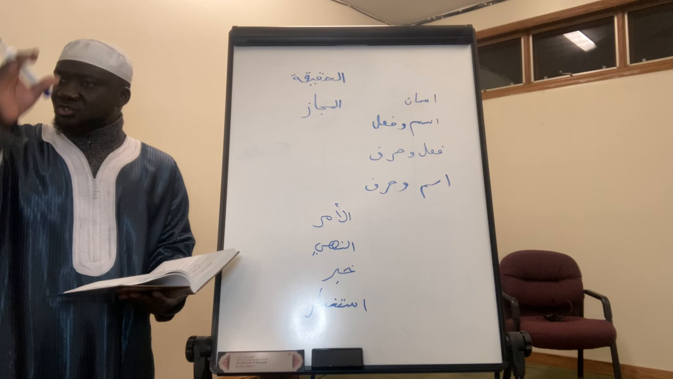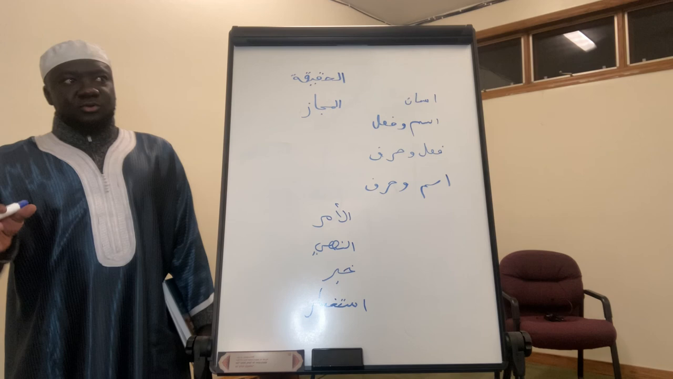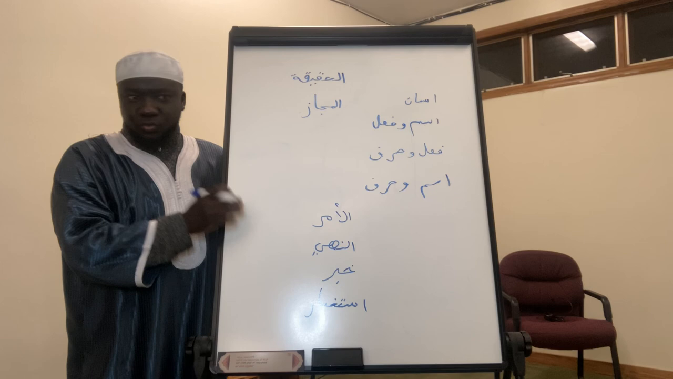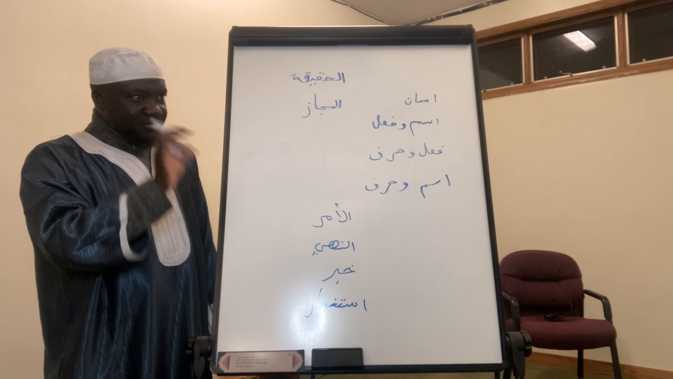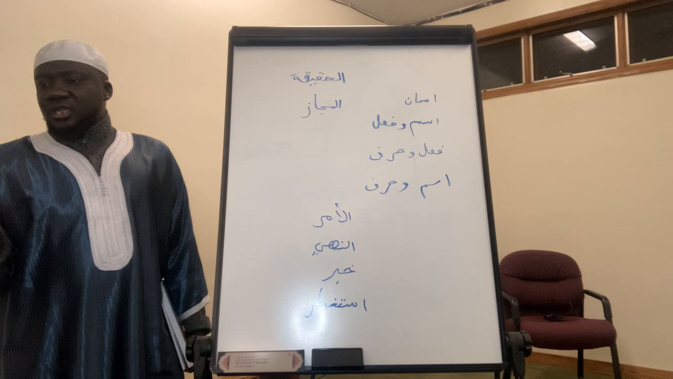I'm going to give you an example of majaz. For example, you have majaz bil hadf. One of the categories of majaz is when you remove something from the origin. When a statement is said in the Quran or in the Hadith, but there's something that was removed. For example, Allah subhanahu wa ta'ala says in the Quran, laysa kamithlihi shay.